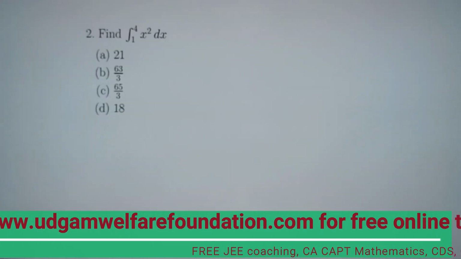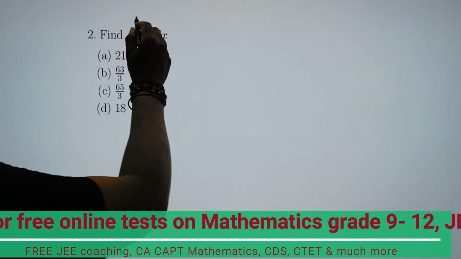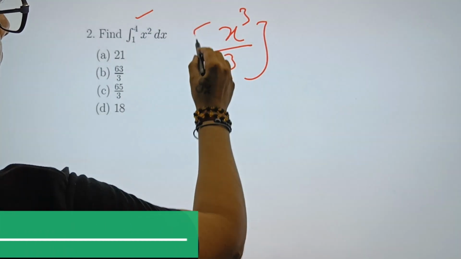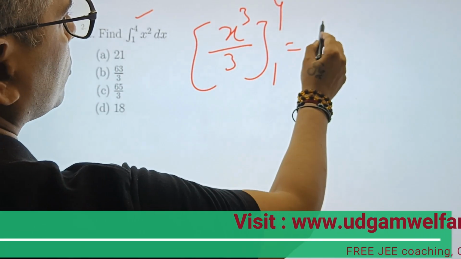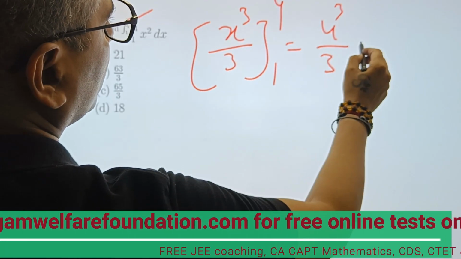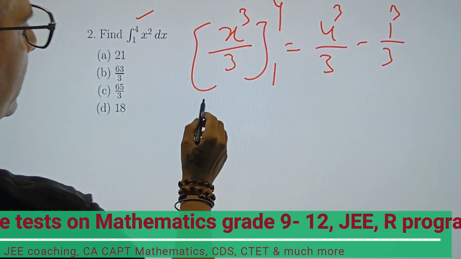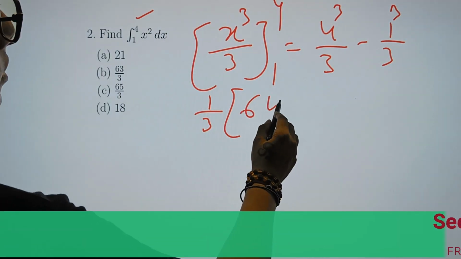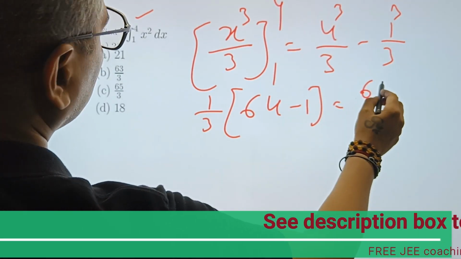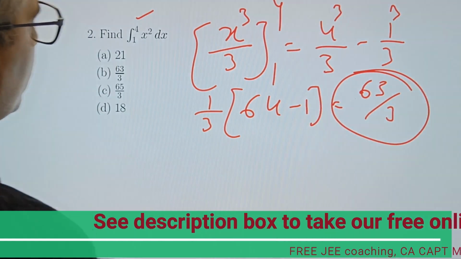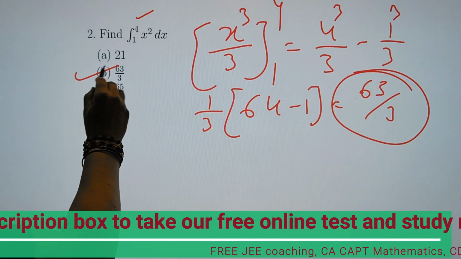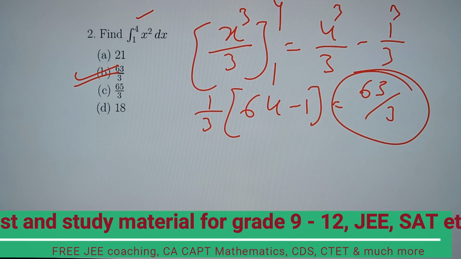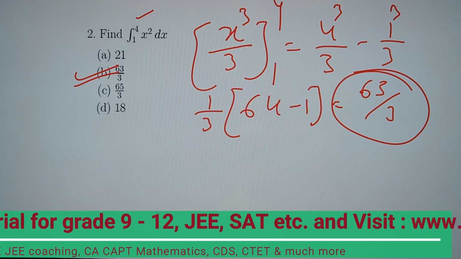So students, this is our question number 2, which states lower limit is 1, upper limit is 4, x square. So integration of x square is x cube upon 3, upper limit is 4, lower limit is 1, so 4 cube upon 3 minus 1 cube upon 3. You can take 1 by 3 common here, and 4 cube is 64, 64 minus 1 is 63, so 63 upon 3. Are we getting the option? Yes, option number B is the correct answer here. So that was our question number 2. Now let's move towards question number 3 of this case study.